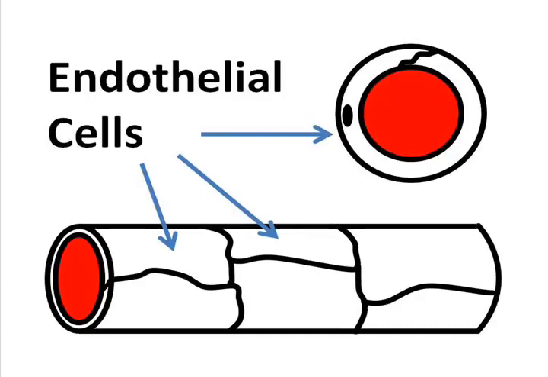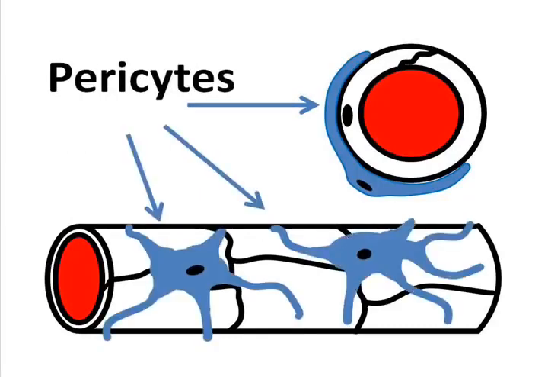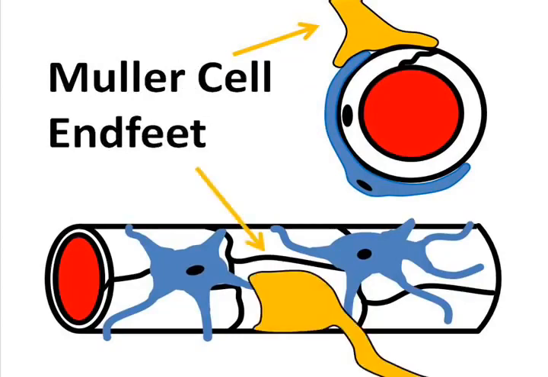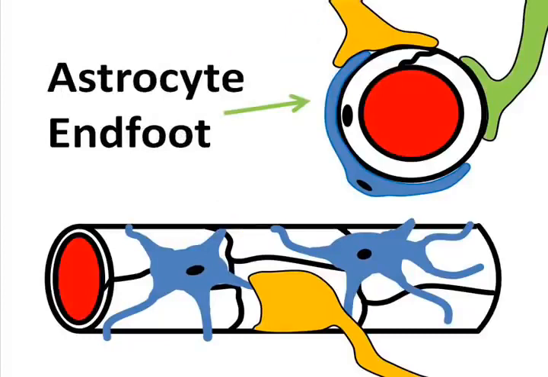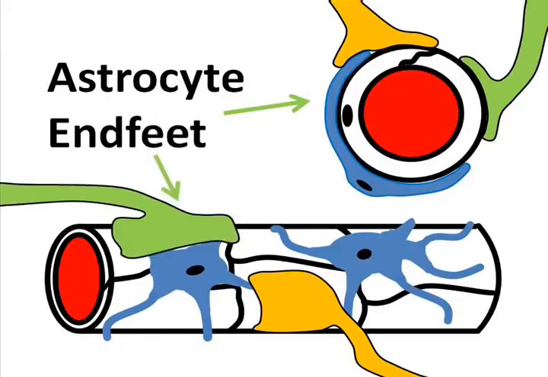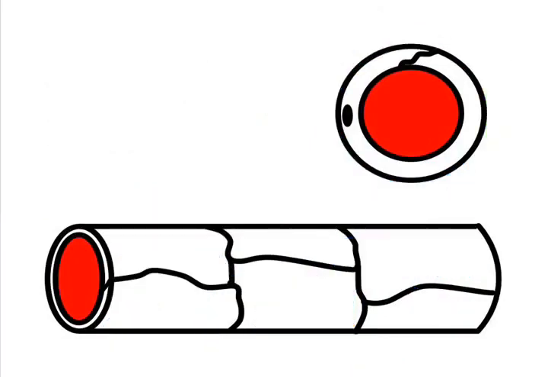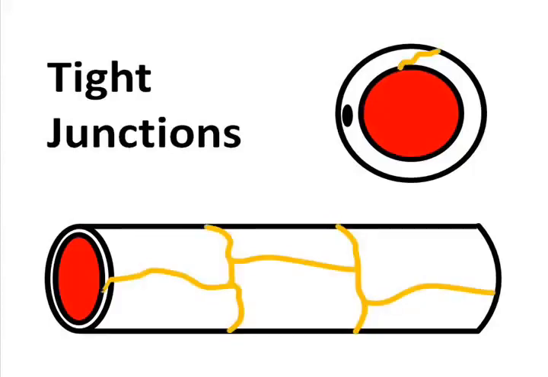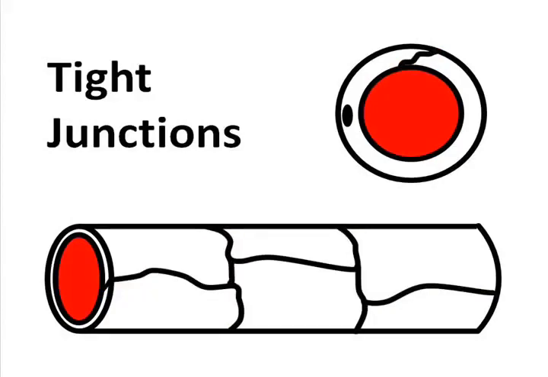These include pericytes, which wrap around the capillary, Mueller cells, which surround, protect, and help many of the other cells of the retina, and in the nerve fiber layer, astrocytes, which surround and protect the nerve fibers. In between the endothelial cells and completely surrounding the outer edge of each cell are special proteins which form a connection from one edge of a cell to another. These close connections are called tight junctions.